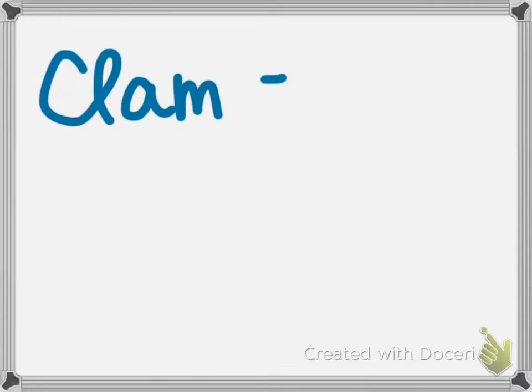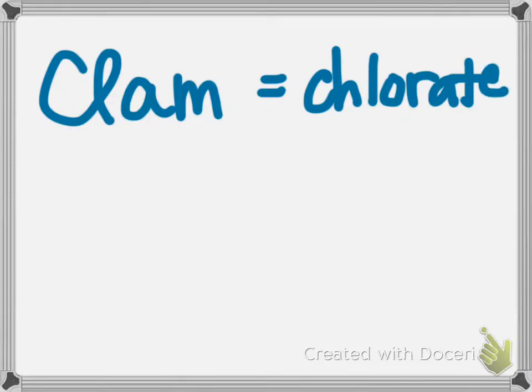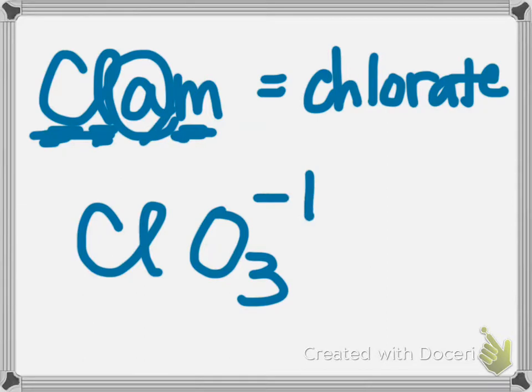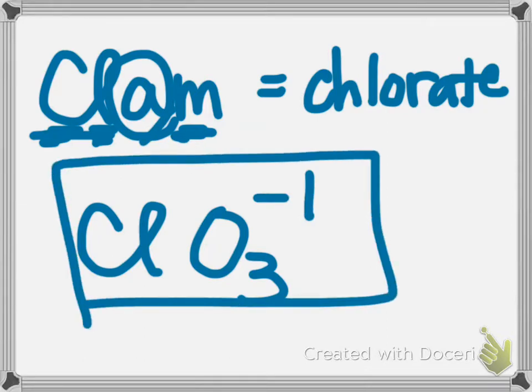So Nick the camel ate, what did he eat? He ate a clam. Clam is the key word for the chlorate series. So the chlorate anion, Cl, we've got chlorine bonded to some oxygens. So the word clam is going to be our key word here. How many consonants do we have? We have Cl and M, so we have 3 consonants in that word, and we have 1 vowel, so a -1 charge. Chlorate is ClO3 -1.